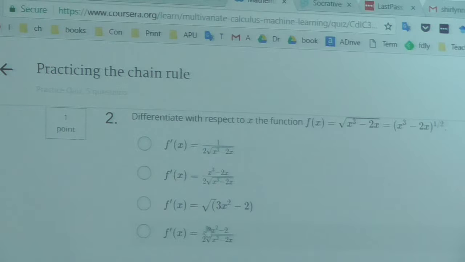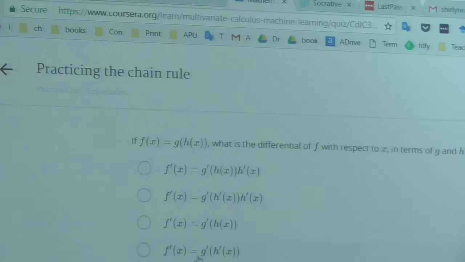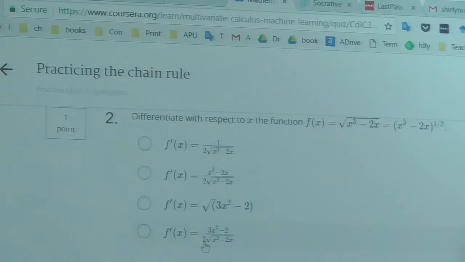This one. Because why is it? Because we start with this. What do we have to do first? The derivative of the outside function. That's what this means, the outside function g. The derivative of g. So the derivative of the outside function is 1/2 this to the negative 1/2. So here's the 1/2, the 2, and the negative 1/2 is here. Raising something to the negative 1/2 means the square root of it in the denominator.